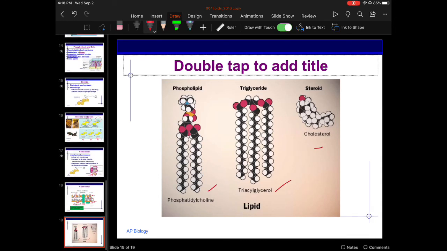And so what you guys are going to do now is a matching activity where you're going to take a look at all four of the macromolecules and try to identify them based on their structure as lipids, proteins, carbohydrates, or nucleic acids. It's been a long day. So you're going to try to identify them and move them around.